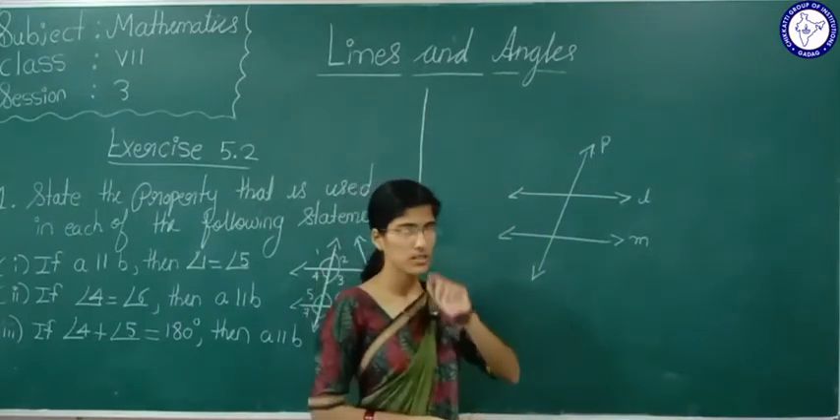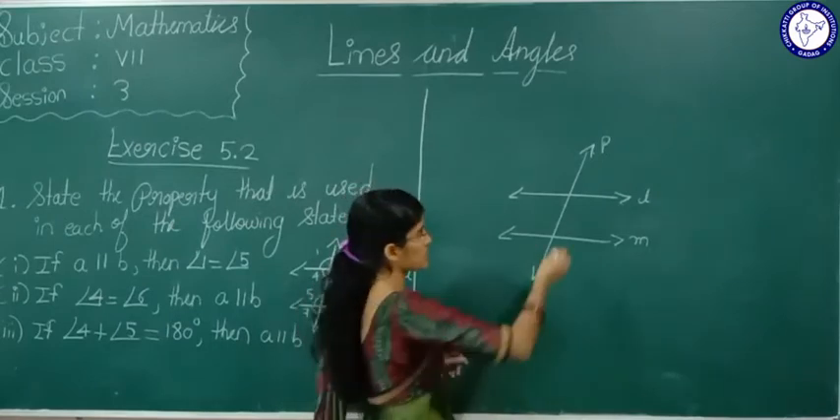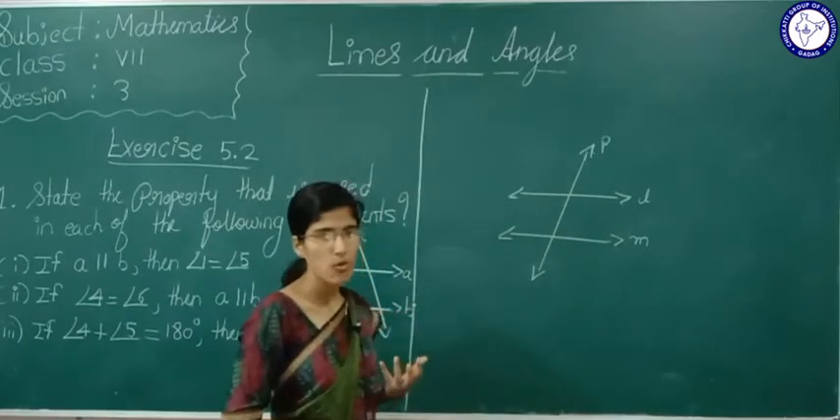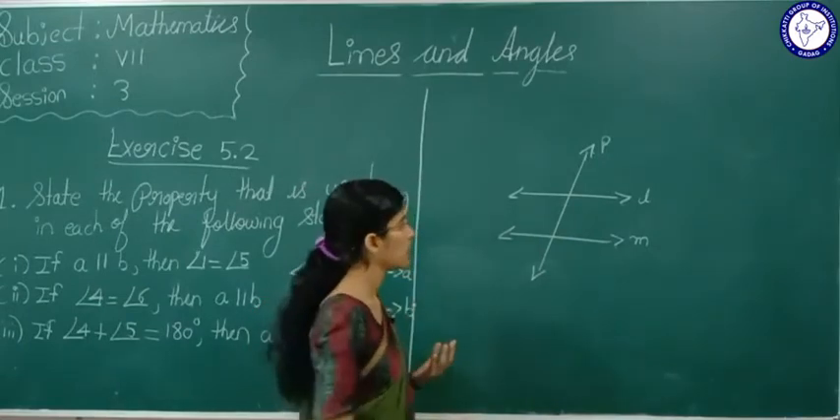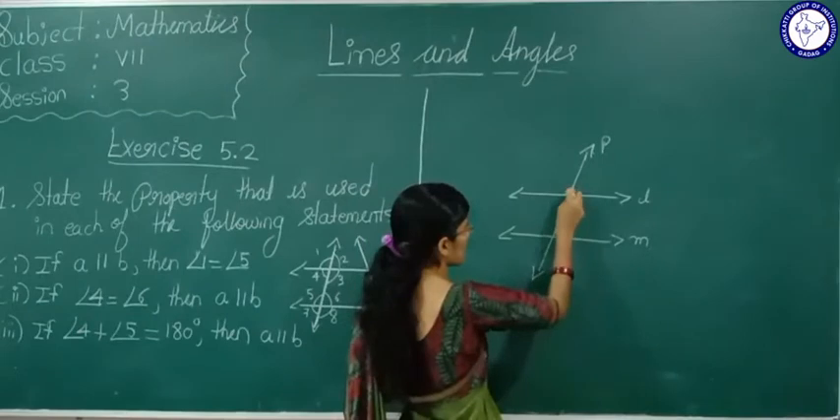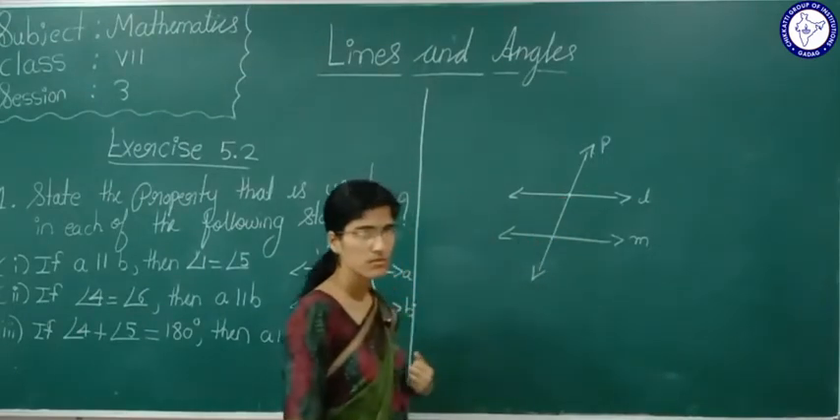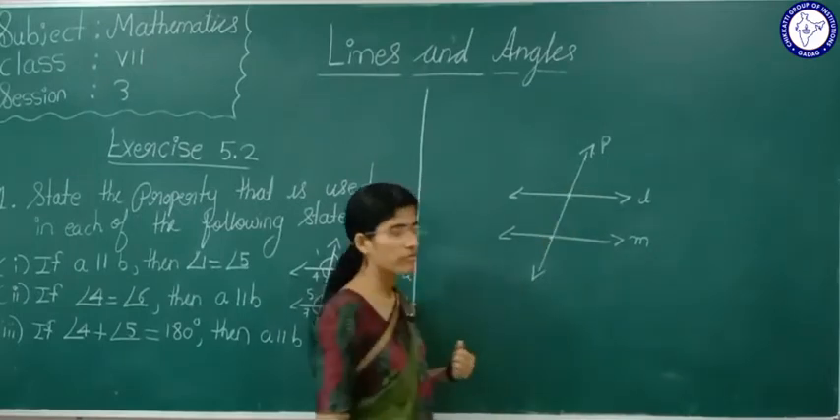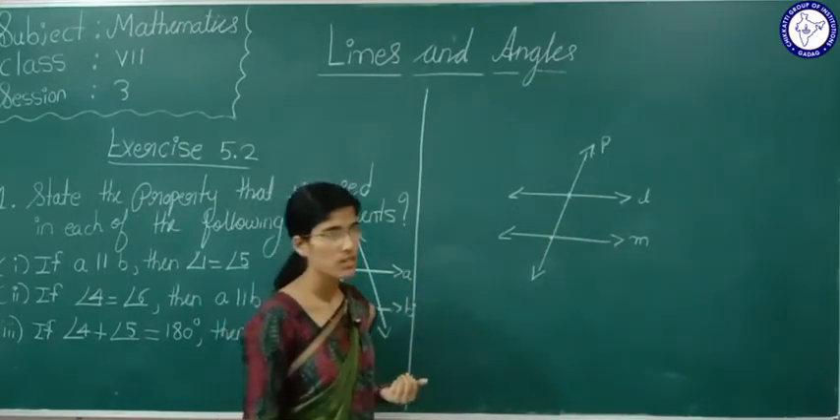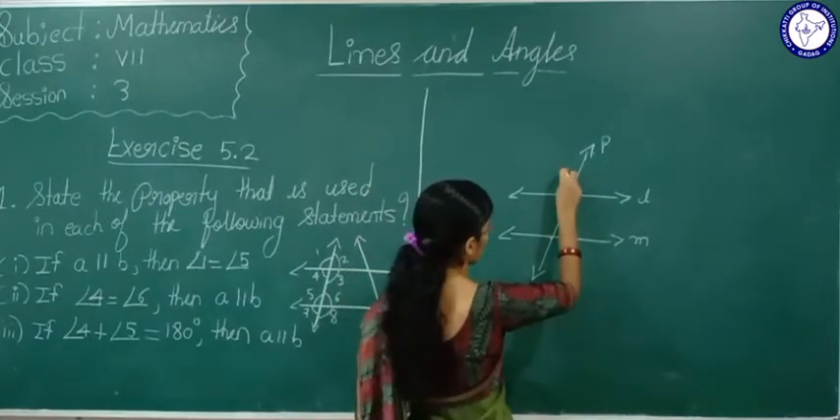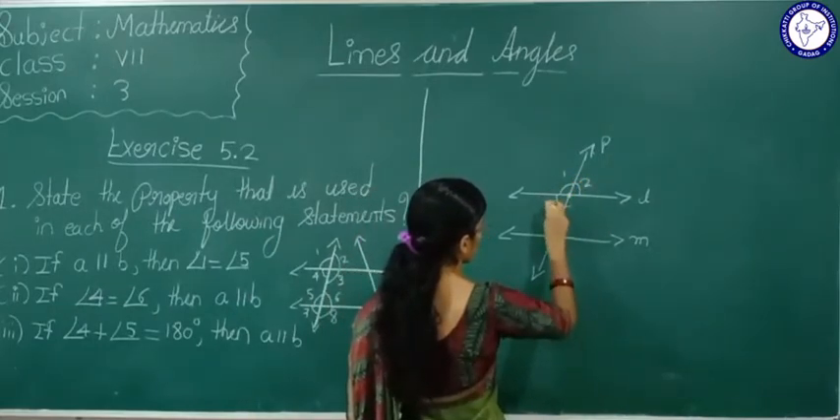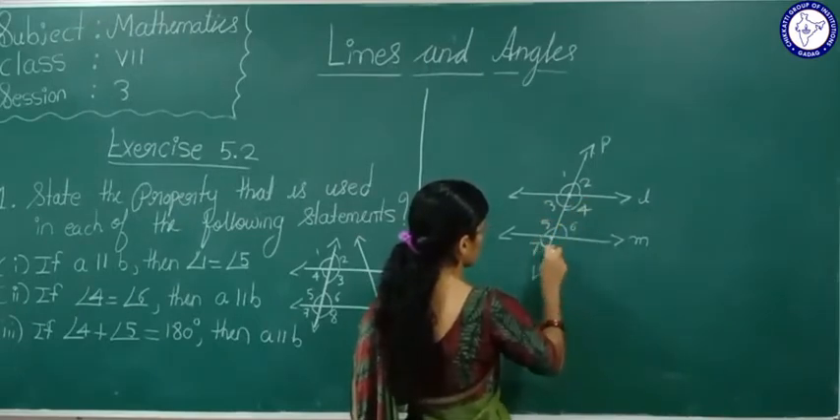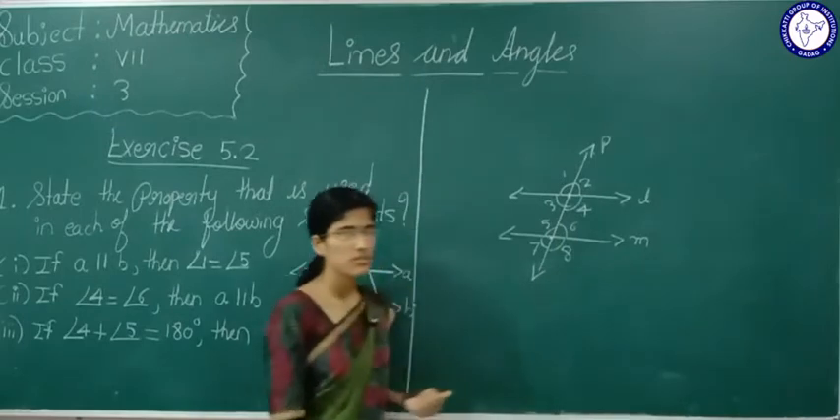If P is a transversal, a transversal means a line which intersects two lines at distinct points. Now see here, this line intersects at two different points, at this point and this point. Therefore we are going to call it a transversal. Now how many angles are we going to form here? 1, 2, 3, 4, 5, 6, 7, 8. Total 8 angles are formed.